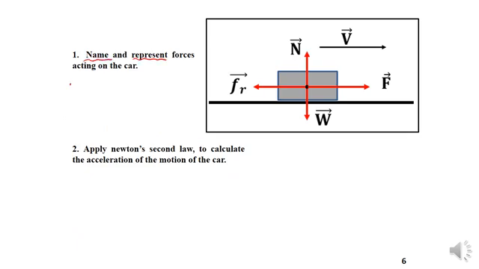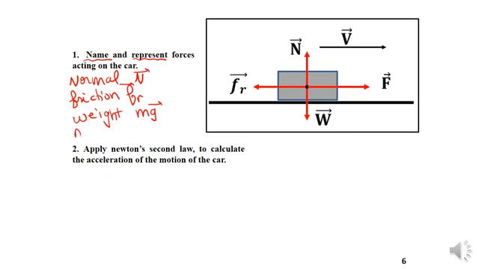We have here the normal, and we have friction force Fr. We have weight mg, and we have the motive or attractive force F. Second question, apply Newton's second law to calculate the acceleration. We have to find the acceleration.